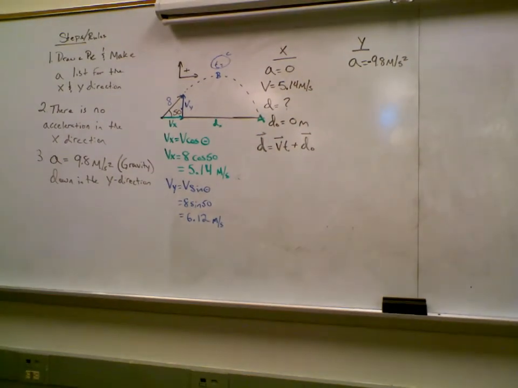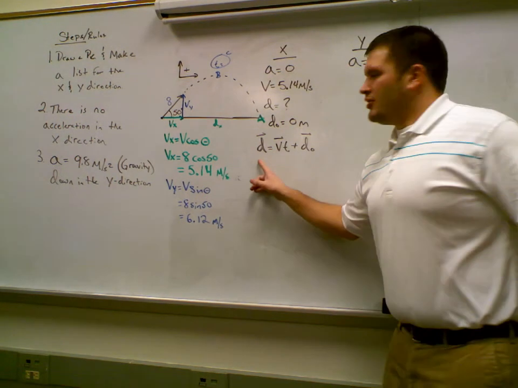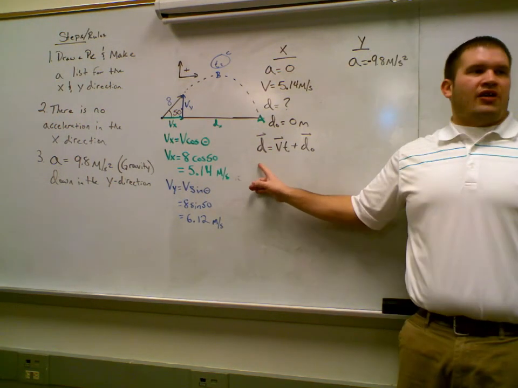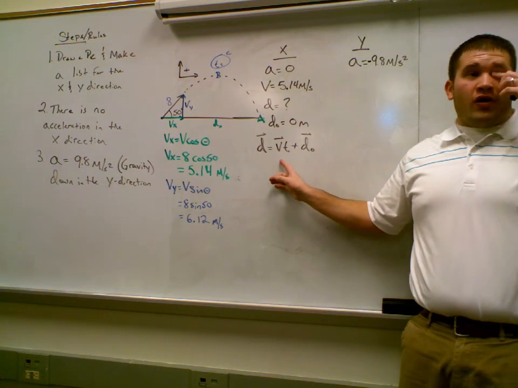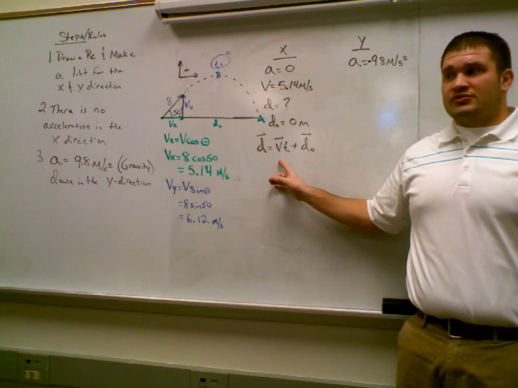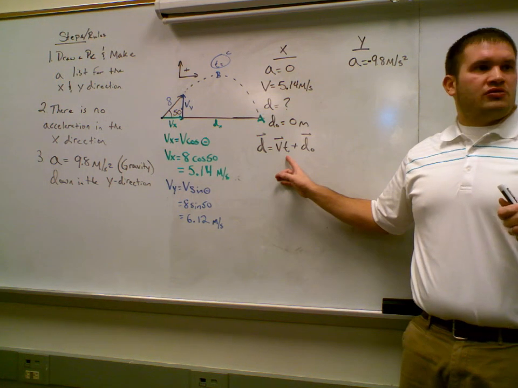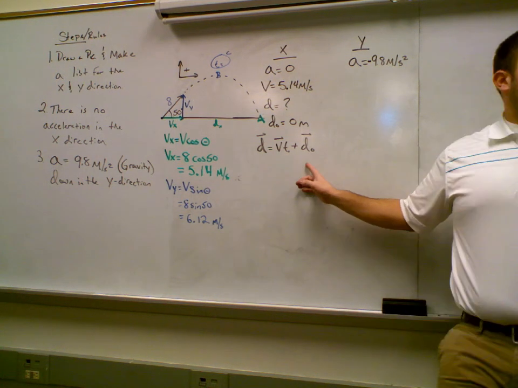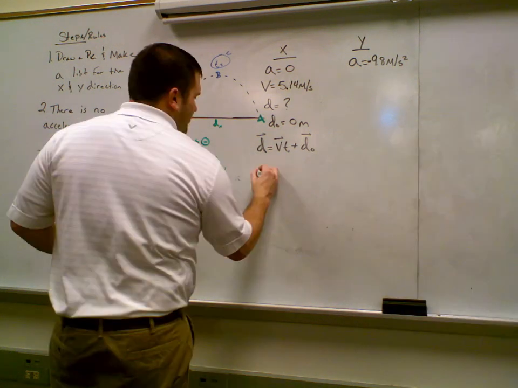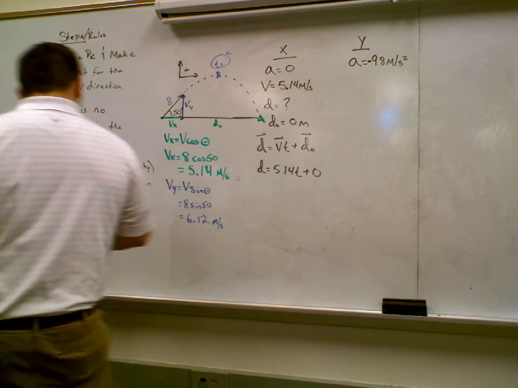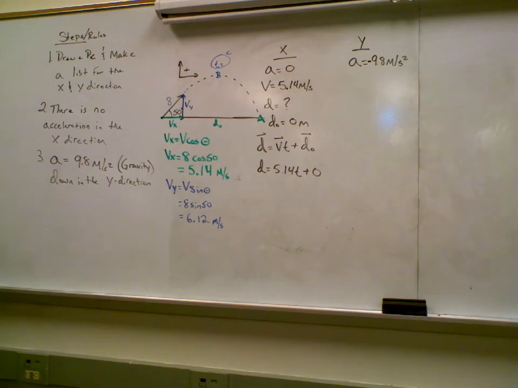Now, Kevin, if we start to populate this equation, this D is the one we want to find, right? V is 5.14. Correct? Do we know T? No. Do we know D naught? Yeah. So if we populate this equation, we get 0. How many unknowns do we have? 2. How many equations do we need then?